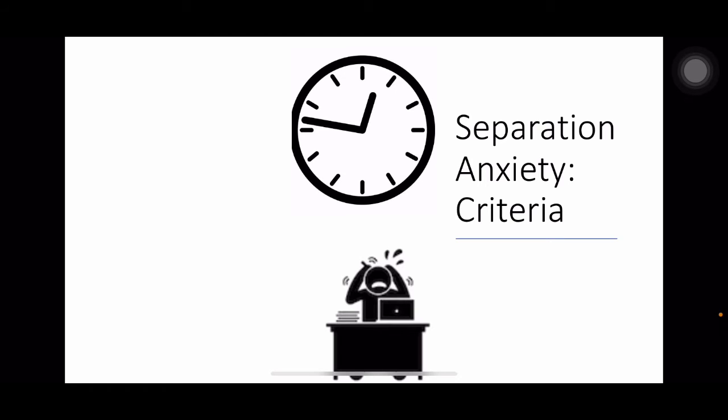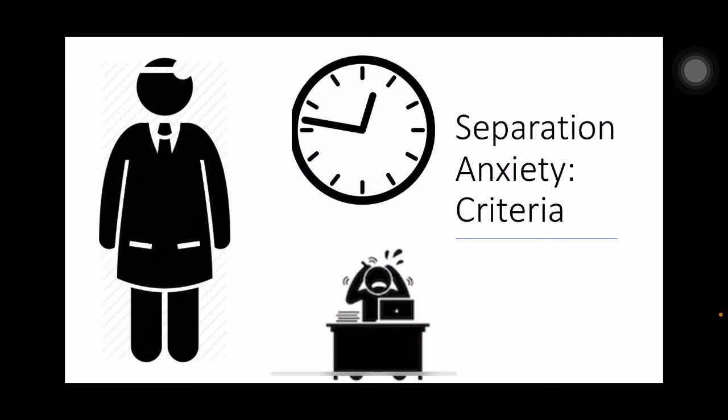Next, the criterion that needs to be met is that the fear, anxiety, or avoidance is persistent, lasting at least 4 weeks in children and adolescents, and typically 6 months in adults. Next, the onset of the disorder is before the individual is 18 years old. Next, the disturbance causes clinically significant distress or impairment in social, academic, or other important areas of functioning.